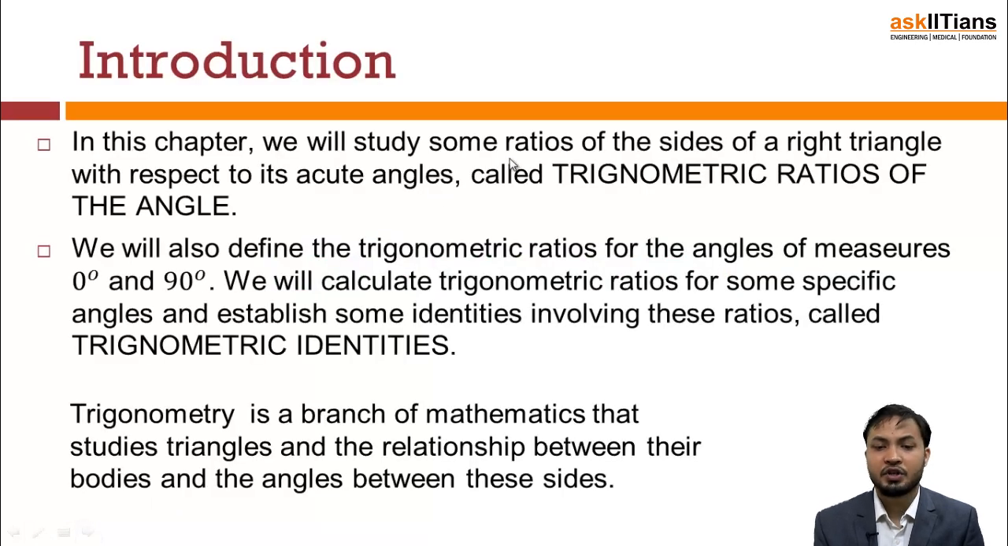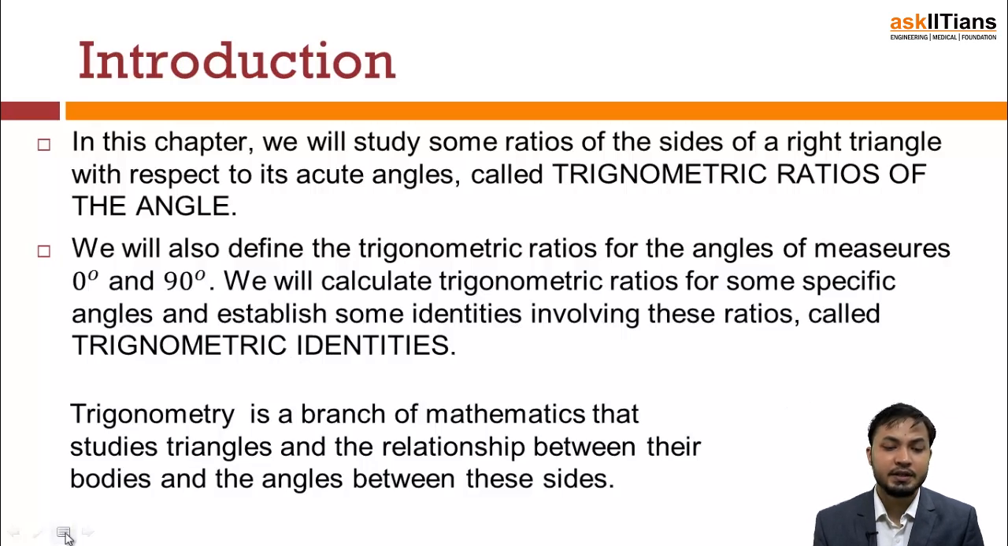So, in this chapter, we shall study some ratios of the sides of a right angle triangle with respect to the acute angles, also called the trigonometric ratios of the angles. We will also define the trigonometric ratios for angles of the measures 0 to 90 degree. We will calculate trigonometric ratios of some specific angles and establish some identities involving these ratios. We call them trigonometric identities.